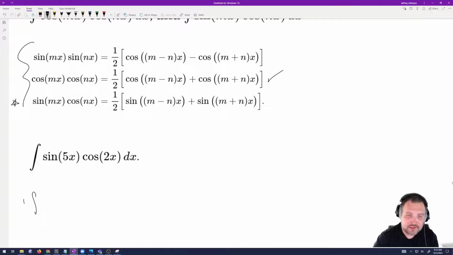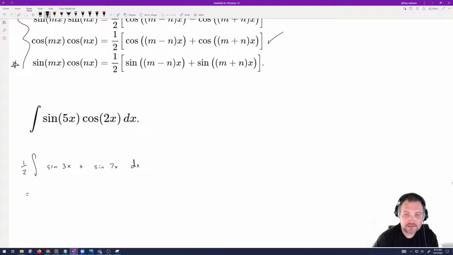So we just replace it, right? We replace it with the sine of the difference, so we have the sine of 3x, plus the sine of the sum, so the sine of 7x dx. Okay, and then this ends up being a relatively simple integral. We have the negative cosine of 3x, all over 3, and we have a 1/2 times all of this stuff, and then we have a minus cosine of 7x all over 7 plus c.